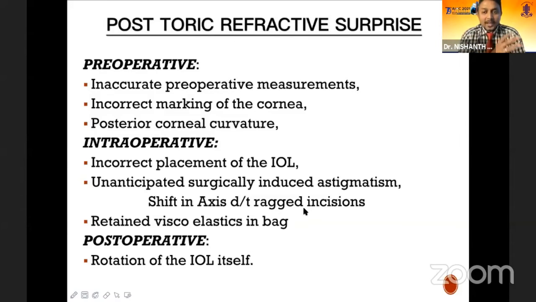So where are all the surprises which can come? One, you will have it preoperatively in terms of inaccurate preoperative measurements, inaccurate marking of the cornea, and the posterior corneal curvature, which is not taken into account. Intraoperatively, the placement of the IOL, the shifting of axis, and retained viscoelastic in the bag. And postoperatively is the main rotation of the lens by itself.